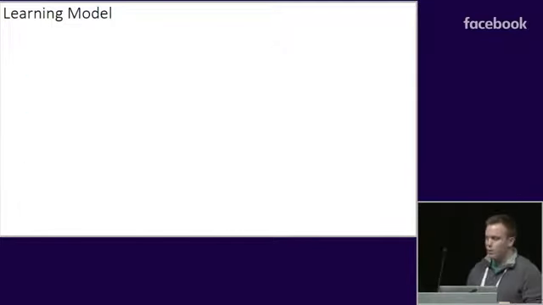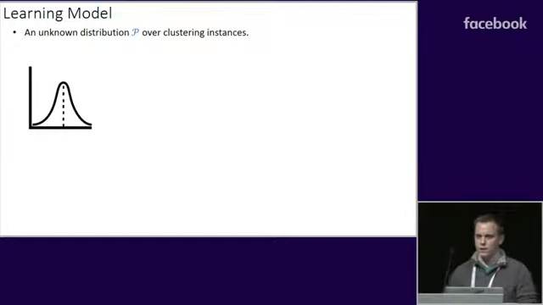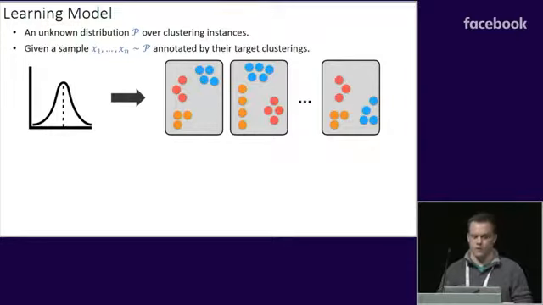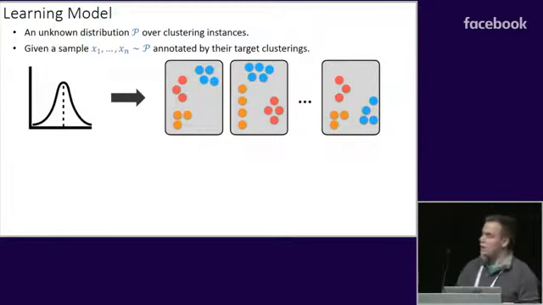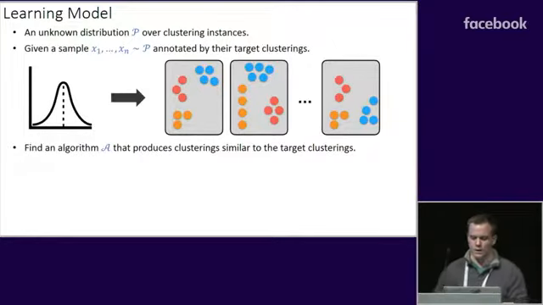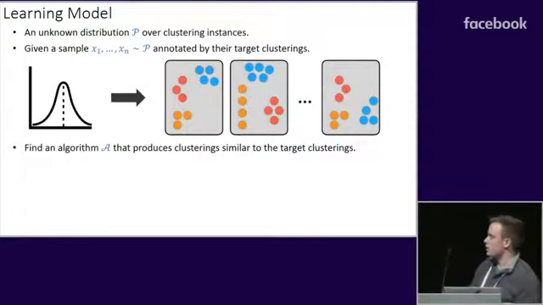So a bit more formally, we're going to think about the following learning model. We imagine that there's some unknown distribution over clustering tasks, and we'd like to find an algorithm that works well for clustering problems sampled from that distribution. Our training data will be a collection of clustering tasks sampled from that distribution, annotated with their target clusters. So we have a collection of data sets together with the clusterings that we expected. And we'd like to find an algorithm that produces clusterings that have good agreement with those target clusterings.